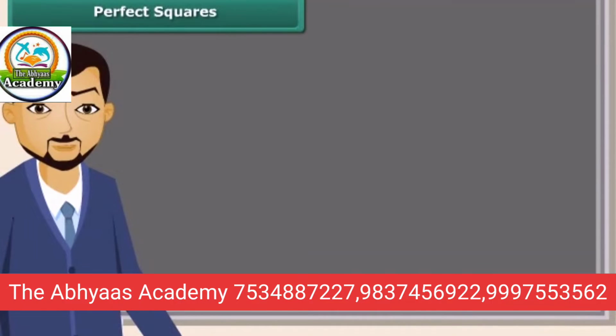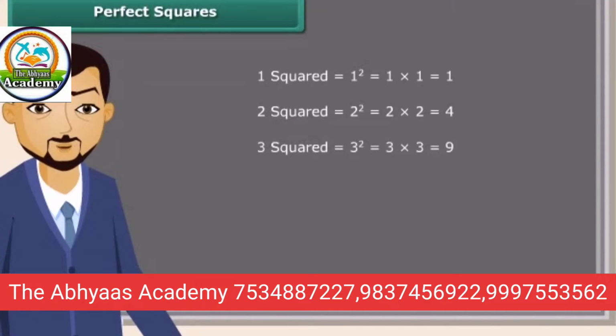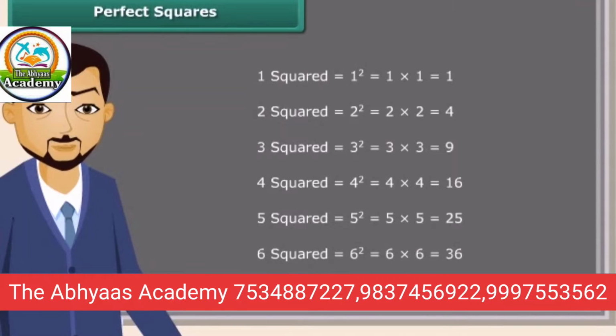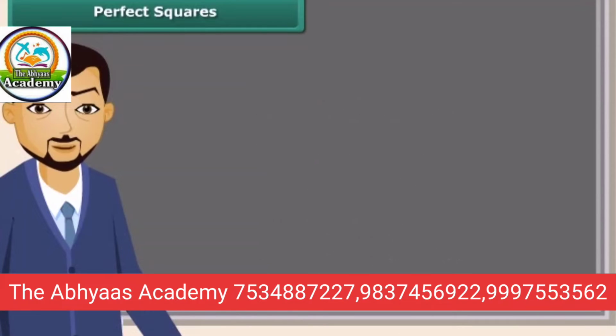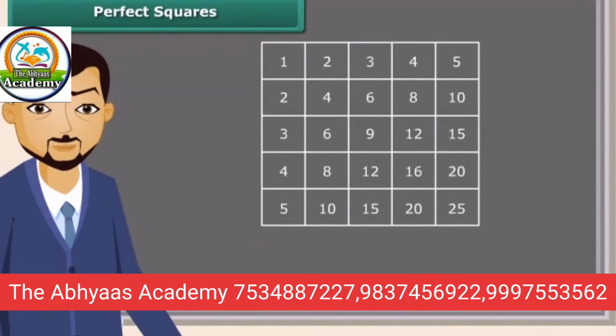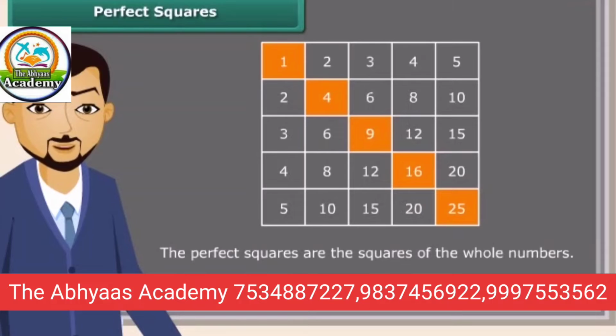Let us read. 1 square is 1, 2 square is 4, 3 square is 9, 4 square is 16, 5 square is 25, and so on. We can also find squares on the multiplication table. Do you know what do we call these numbers? They are called perfect squares. The perfect squares are the squares of the whole numbers.